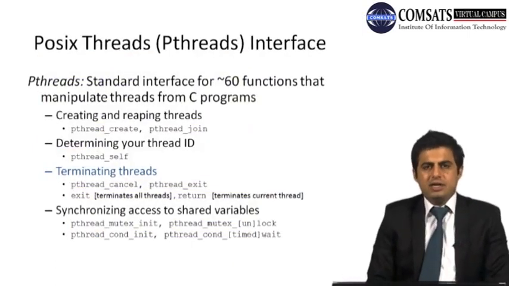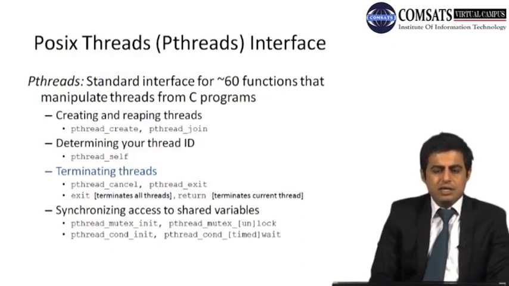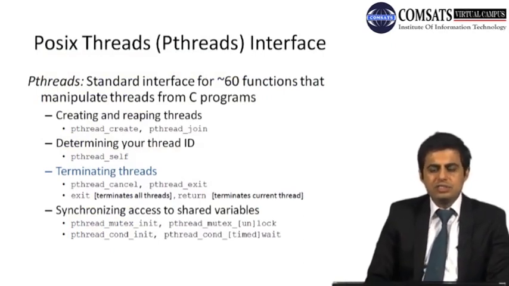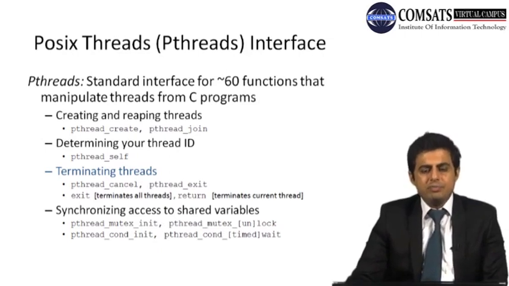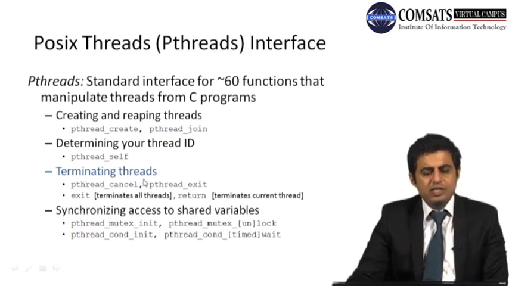Let's talk about Pthreads, which are POSIX threads. A standard interface for more than 60 functions that manipulate threads from C programs. In creating and reaping, you have these two methods, pthread_create and pthread_join. And if you want to find out the ID, then pthread_self is another method.